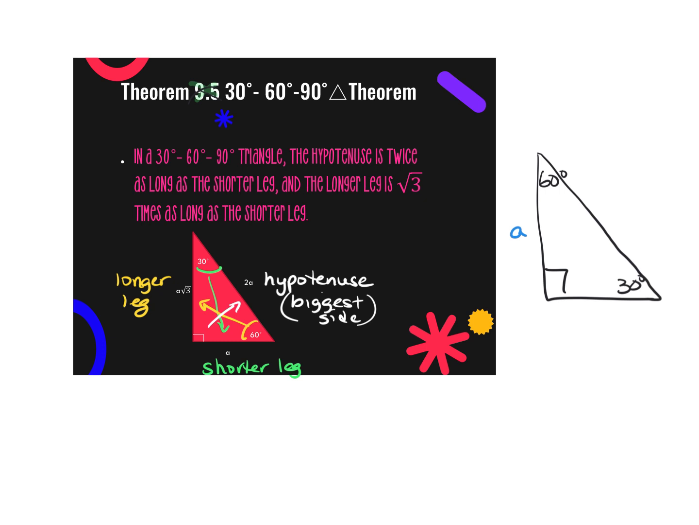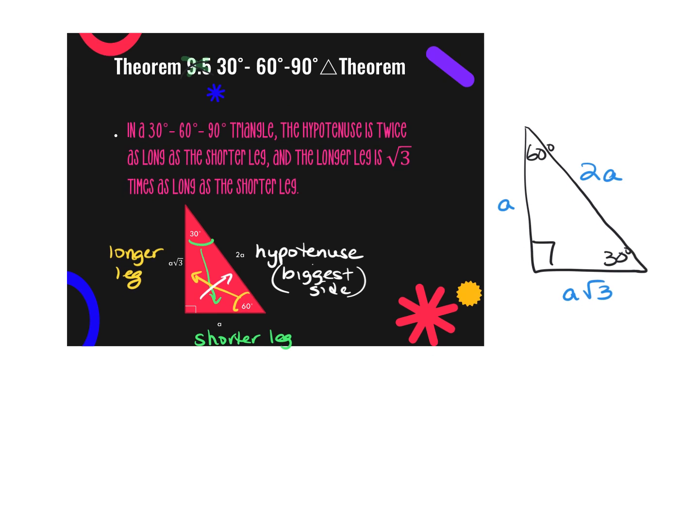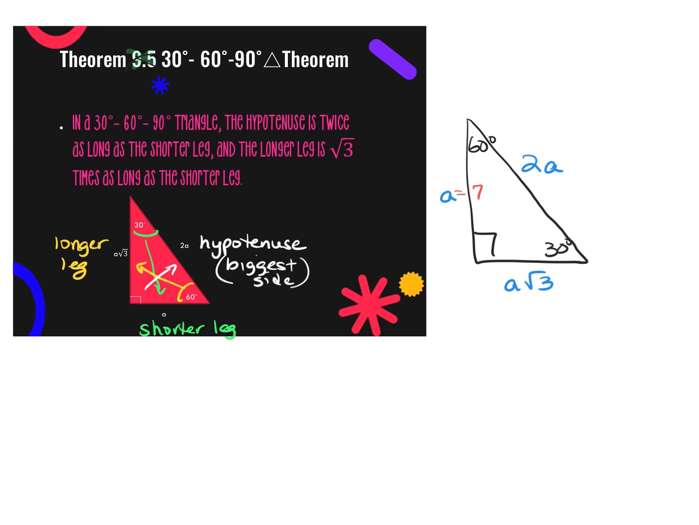And then the side across from the 60 is going to be A times the square root of 3, and then the hypotenuse is going to be 2 times A. So let's say I gave you what A equals. Let's say I tell you this side is 7. So then to find the hypotenuse, that's the easiest one: 2 times 7, and the hypotenuse will be 14. And then the side across from the 60, 7 with square root 3 behind it.